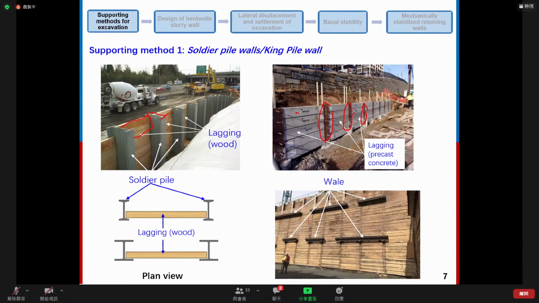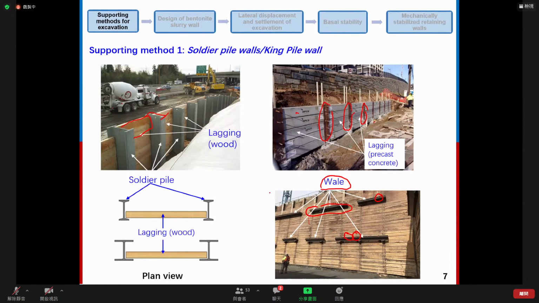And here we have a new structure element. It's called whale. So the function of the whale is to transfer the loading from other supporting methods such as struts or soil anchors to the soldier piles. So for example, here you can see there is something in front of the whales. This is the top part of the soil anchors. It means behind this soldier pile, soil anchors are installed.